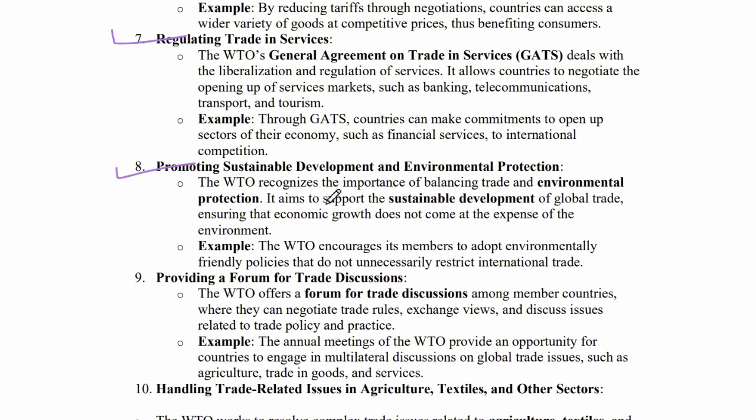Eighth, promoting sustainable development and environmental protection. WTO recognizes the importance of balancing trade and environmental protection. It aims to support the sustainable development of global trade, ensuring that economic growth does not come at the expense of the environment. Example, the WTO encourages its members to adopt environmentally friendly policies that do not unnecessarily restrict international trade.